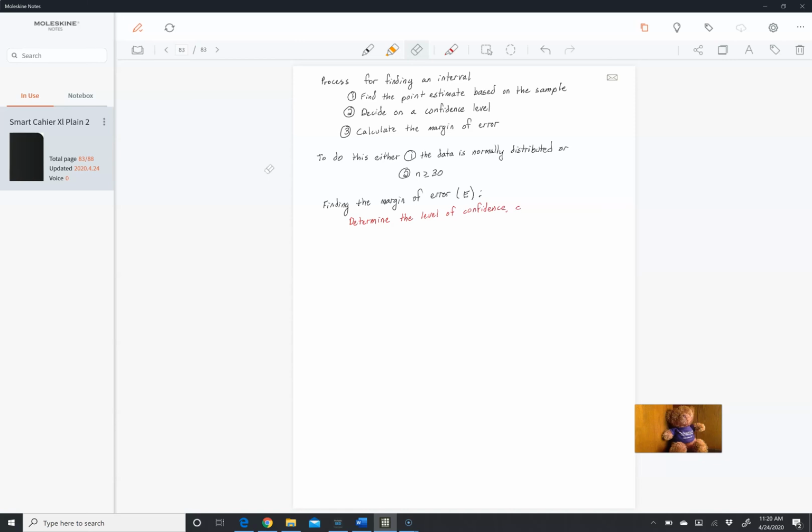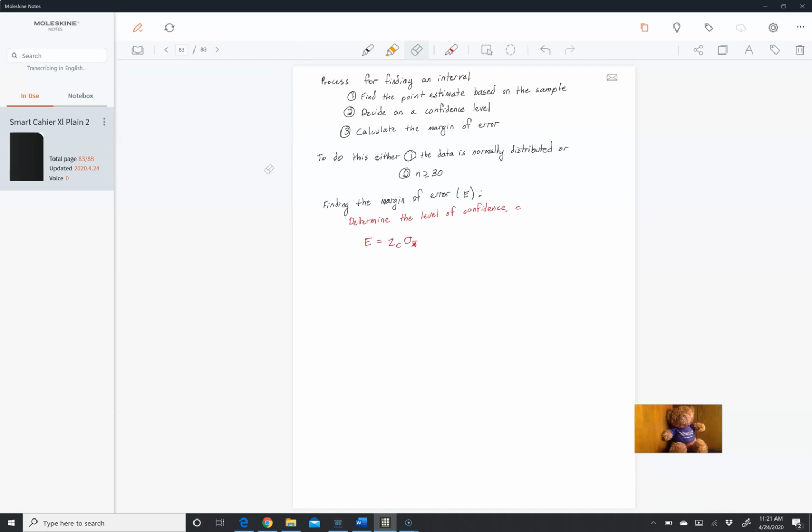Okay, and again, level of confidence is we believe there is a 95% chance it falls within this interval. There is a 50% chance it falls within this interval. There is a 99% chance that it falls within this interval. Okay, so the margin of error is equal to Z, the Z-score for that confidence level, and we'll talk about that in a second, times the standard deviation of the sample, okay?